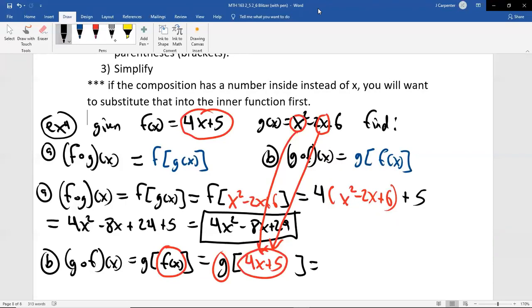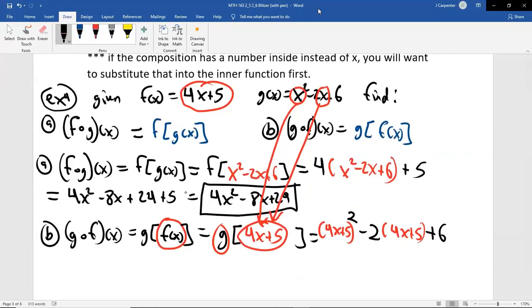All right, so the x squared, it's going to be something squared, but we got to square the 4x plus 5, which means we got to wrap it in parentheses so it squares appropriately. Then the minus 2x, that's minus 2 times what we're replacing with, 4x plus 5. And then the plus 6 at the end stays a plus 6. There is no x to replace there.